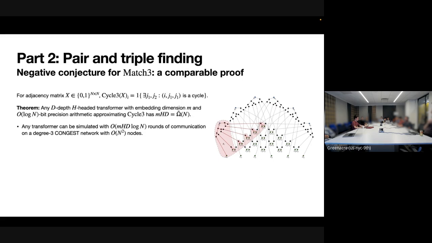So looking at a graph models type problem, where you represent the adjacency matrix as sequence elements, and you're trying to find a 3 cycle instead of this type of 3 match, then you can show that you need a high embedding dimension or high model parameters. But that's a different problem. It's a slightly messier thing, and I feel like it should be possible to translate some of these techniques to this other one.